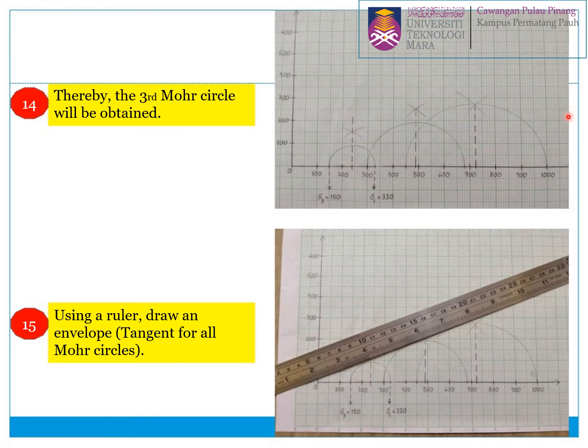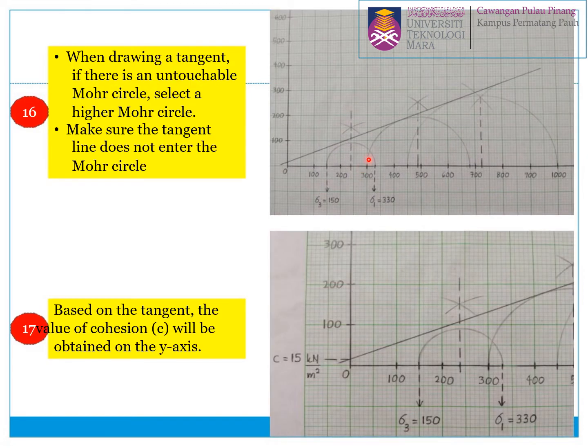Alright guys, look at this. This one you have 1, 2, 3 Mohr circles, and the last step is using a ruler, draw the envelope tangent for all Mohr circles. So you have to draw the tangent for all Mohr circles. Okay, how to draw the tangent? If one of the tangents is untouchable, you just select the uppermost circle. Make sure the tangent does not enter the Mohr circle.